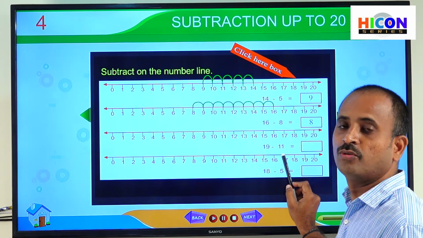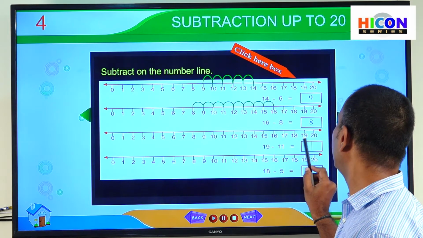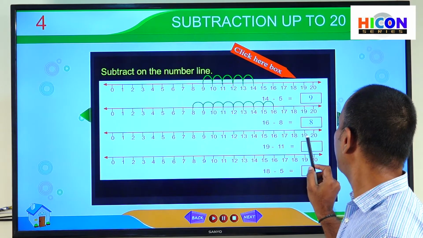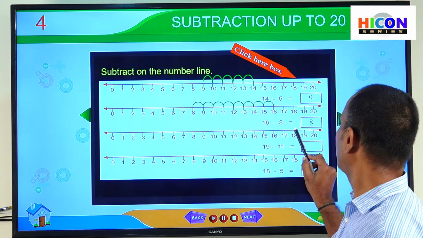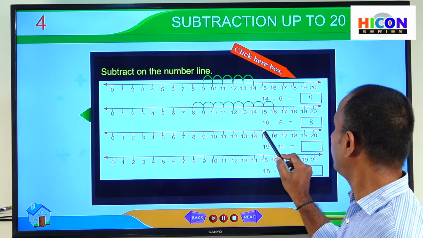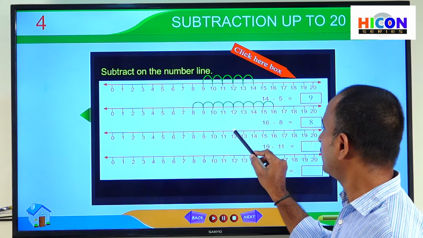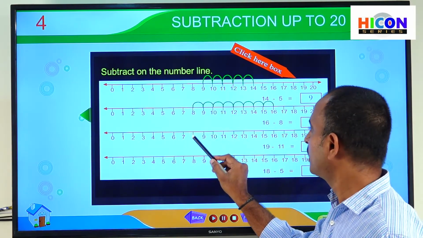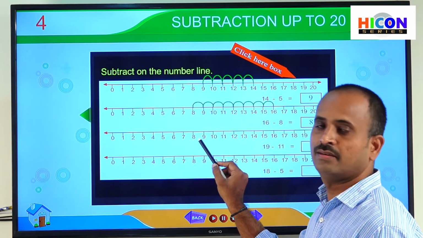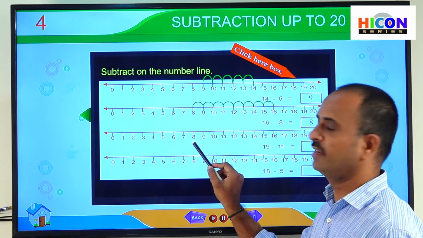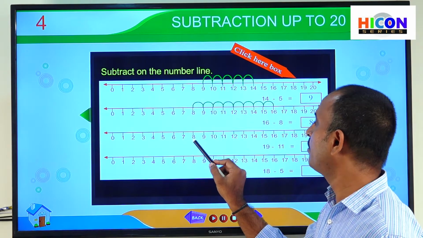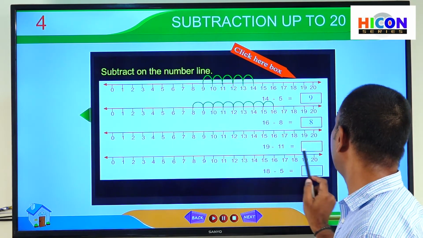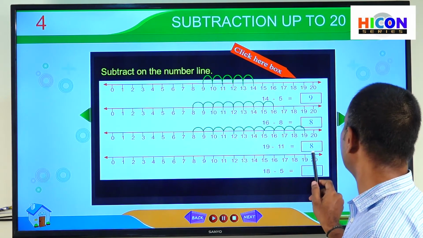Next, what is the second number here? 11. That means we have to move 11 steps backward from 19 on the number line. So move 11 steps backward from 19. So this is 1, 2, 3, 4, 5, 6, 7, 8, 9, 10, 11. So children, where have we reached on the number line? 8. So we have reached the number 8 on the number line. So this number where we have reached after moving backward is called the answer. So 8 is the answer. So write 8 in this box. So here 8 is called the difference.